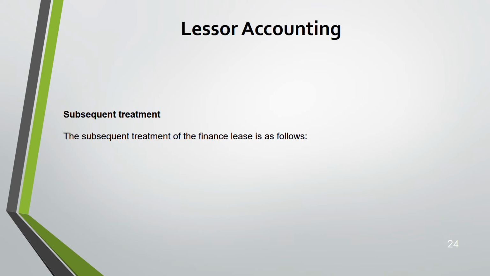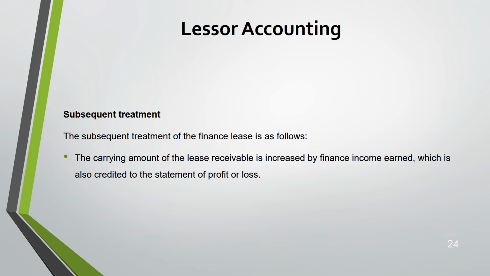Okay, now we are moving on to the subsequent treatment. The subsequent treatment of a finance lease is this. The carrying amount of the lease receivable is increased by any finance income earned. Whatever the lessee is paying you for using that asset every year is finance income. You add it to the receivable, and it will keep increasing. That finance income is credited to the statement of profit and loss. It's an income. Next, any cash receipts: the carrying amount of the lease receivable is reduced by the cash receipt.